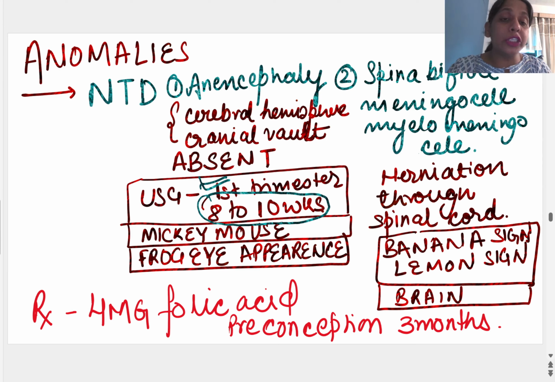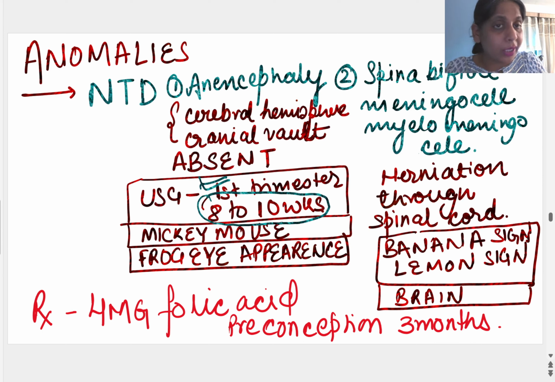Okay, what is spina bifida? In spina bifida, there is herniation of the meninges of the spinal cord through the vertebral defect. Now in the brain there are the banana sign and lemon sign, in the brain, not in the spinal cord. On ultrasound, what will you see? The meninges and the spinal cord that is herniating.